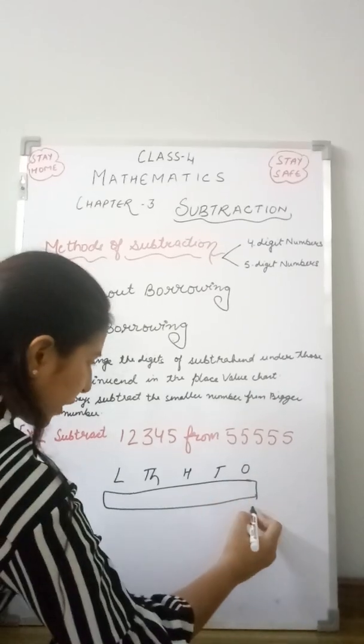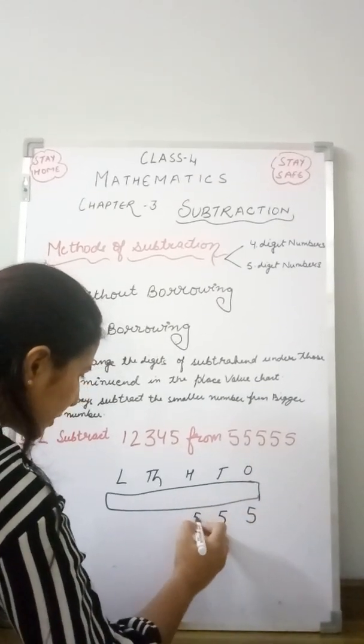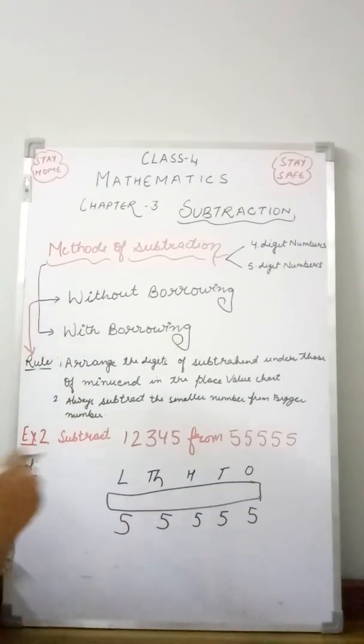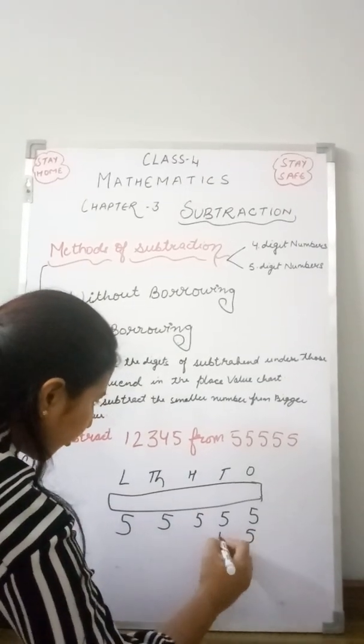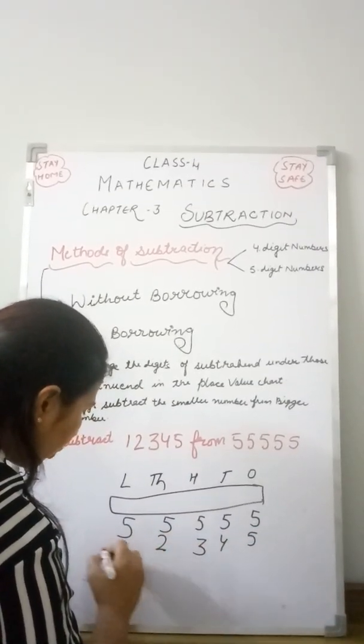Then start writing the bigger number on the top. So this is the bigger number. Start writing from this side. All the digits are 5. And the next, the subtrahend, is 5, 4, 3, 2, 1.